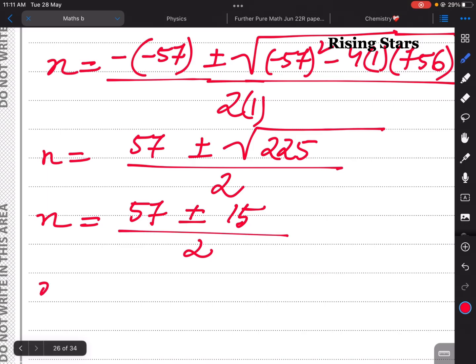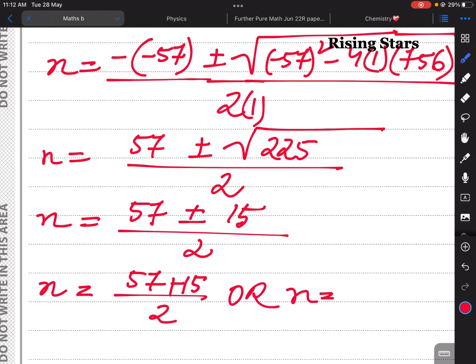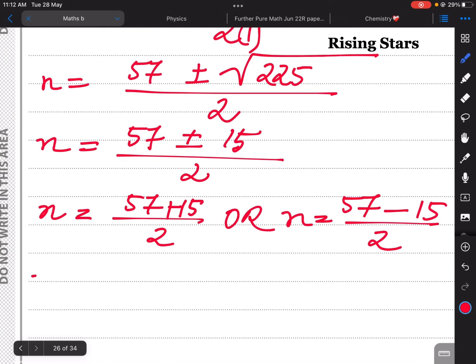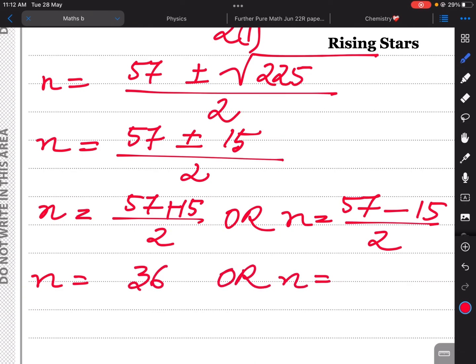So n is actually 57 plus 15 divided by 2, or n equals 57 minus 15 divided by 2. We get two values, and I guess both are positive. Let's see which one we need to pick. 57 plus 15 divided by 2 gives 36. So one n is 36, and for the other one, 57 minus 15 is 42, divided by 2, 21.